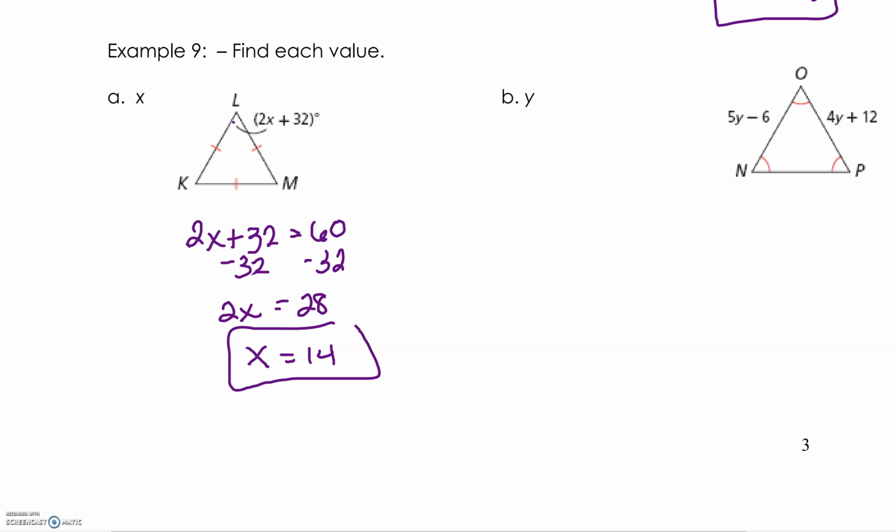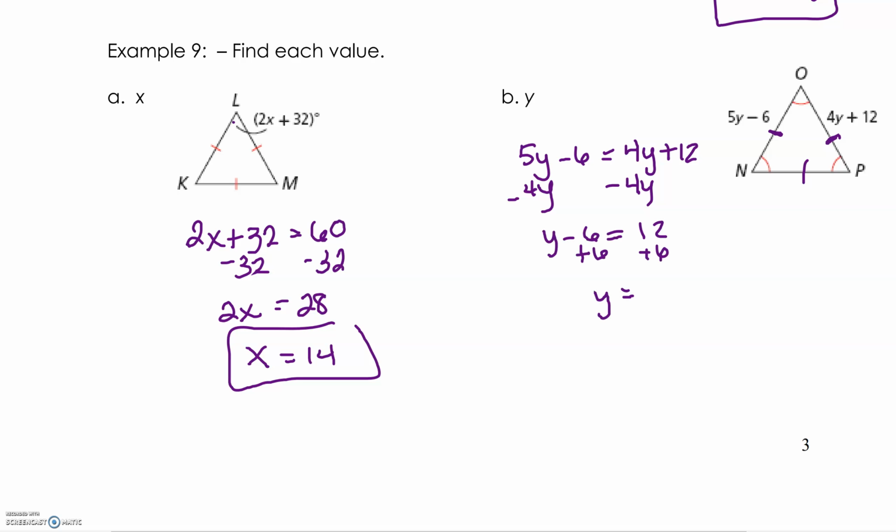So if all the angles are congruent, all the sides are congruent. And if we know 2, we can set those equal and solve. So go ahead and set that up and solve. Y minus 6 equals 12, add 6, and y equals 18.